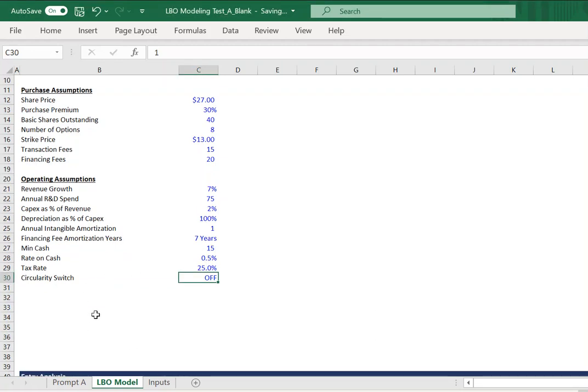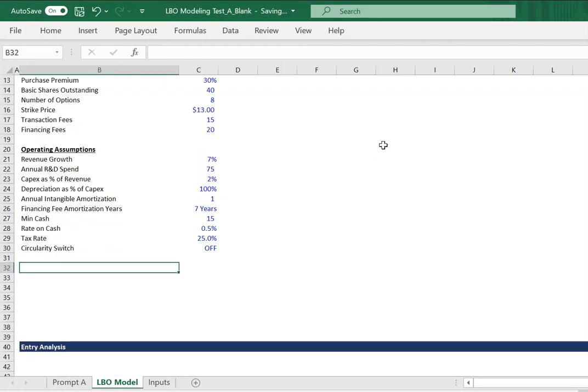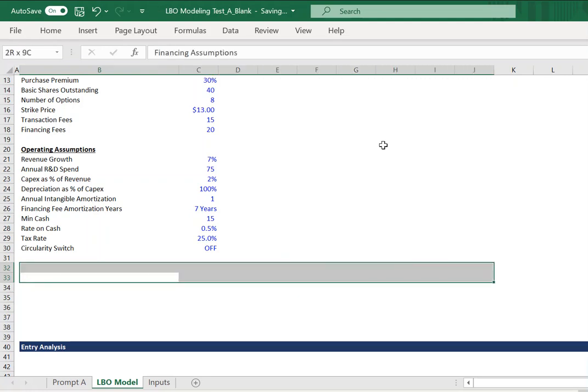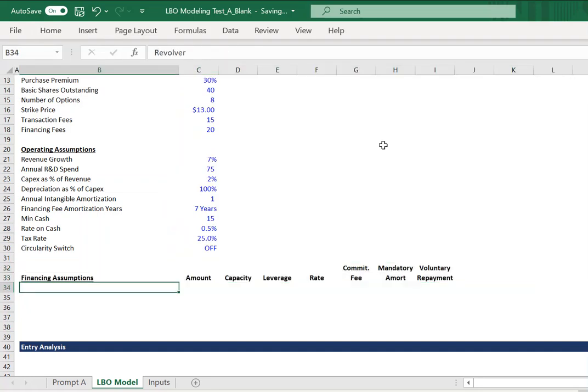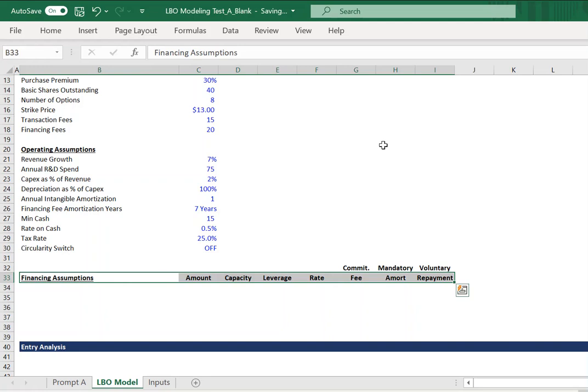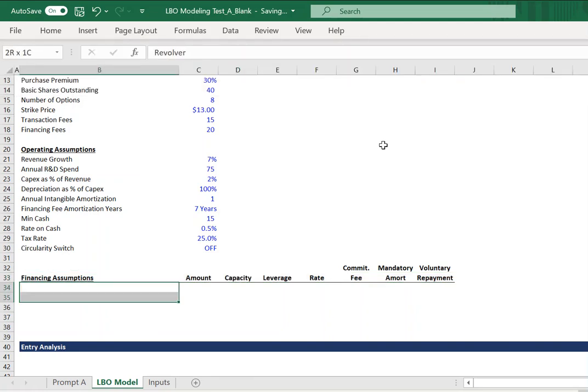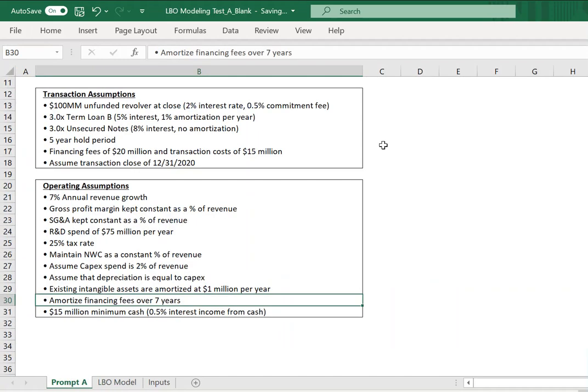The last thing we want to transcribe here in the beginning are our financing assumptions. In order to do that, let's build out a table. With the debt, there's going to be the amount, the capacity for the revolver, the max you can draw on, the leverage, the rate, the commitment fee also for the revolver, which we'll talk about, and whether or not you can prepay it and if you have to amortize it. Let's go ahead and fill this out. We have our 3 tranches from our prompt.